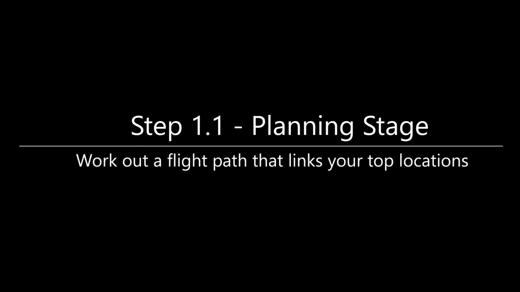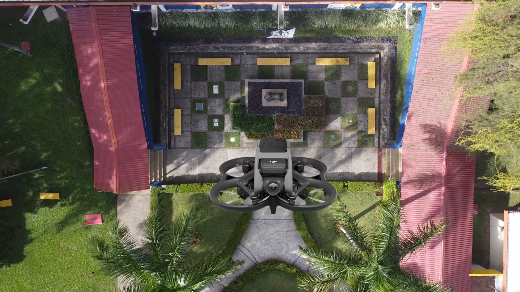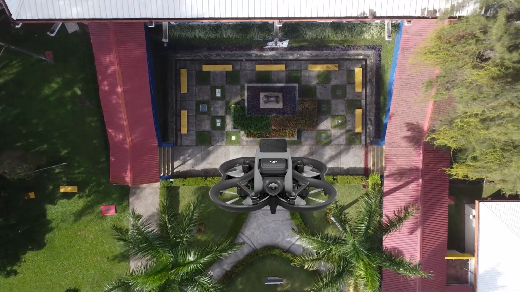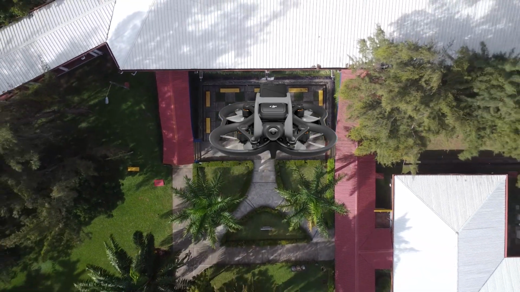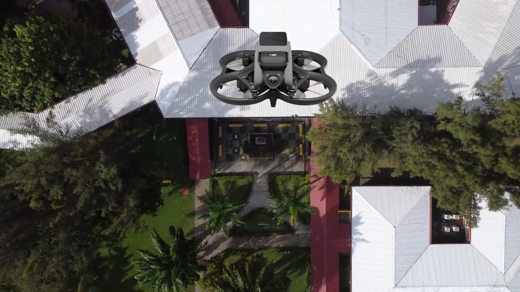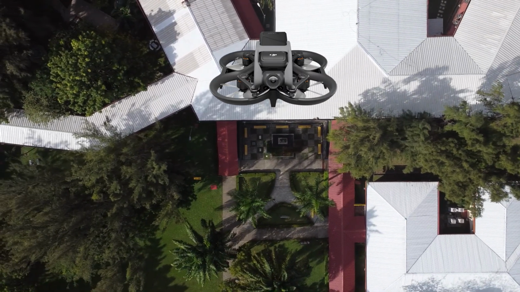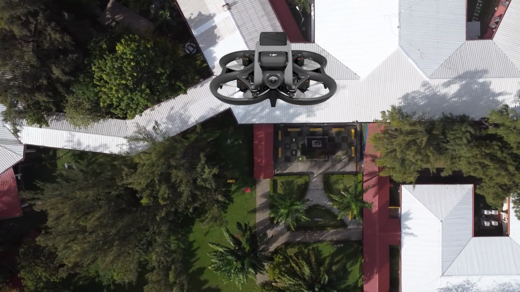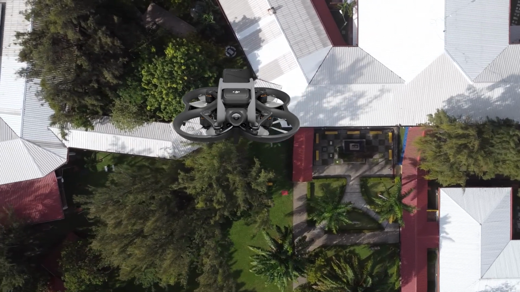Next in the planning stage is to figure out a route or flight path that links all of your top locations in a smooth and efficient way. My plan is to start at the Bulldog Plaza with a shot of the statue. Then I'll go up and fly over the statue into the main lobby area where I'll take a left and go into the upper walkway.